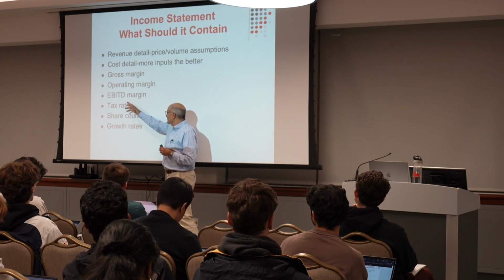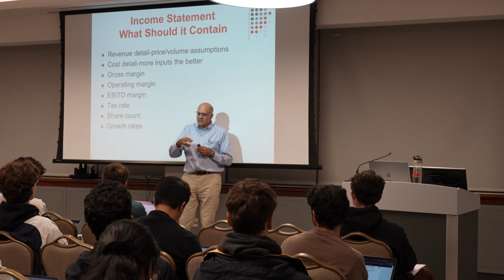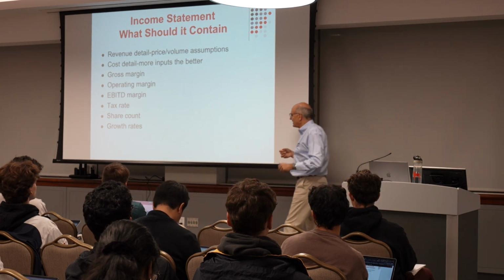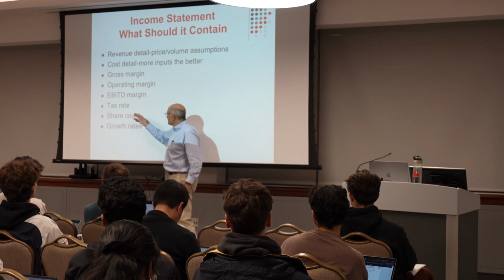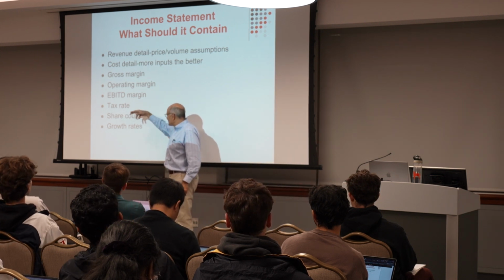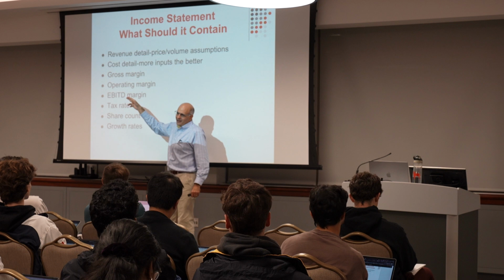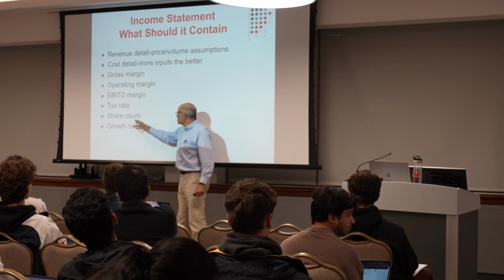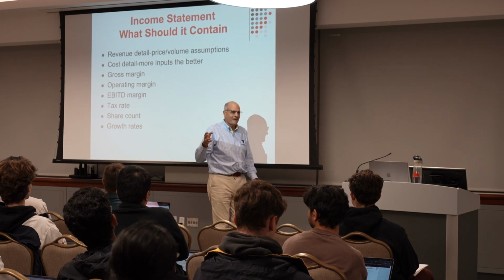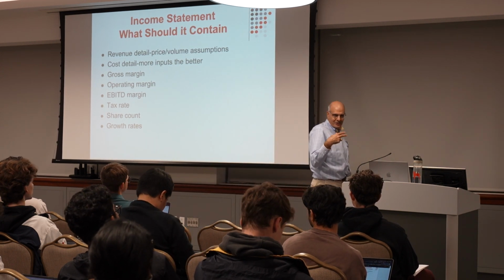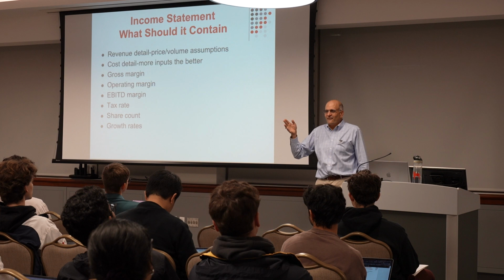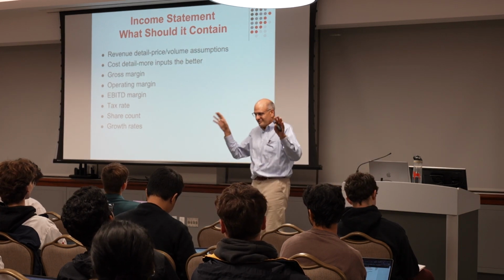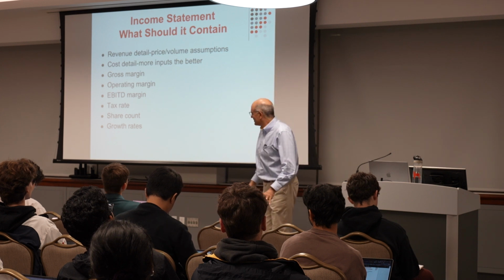EBITDA margin, earnings before interest, taxes, and depreciation. We take operating income and add depreciation and amortization to this. The tax rate: basically income taxes divided by income before taxes. What is their effective tax rate? Share count. When we model companies and we're determining their earnings per share, we always use fully diluted shares outstanding. Primary shares outstanding, that's for losers, right? We use fully diluted shares outstanding.